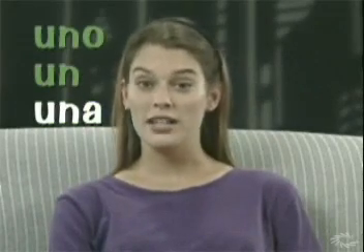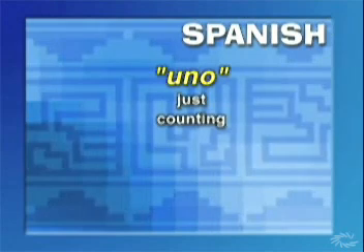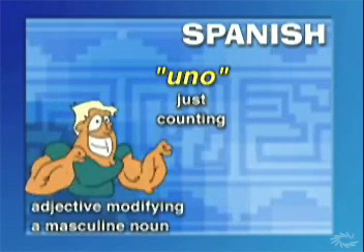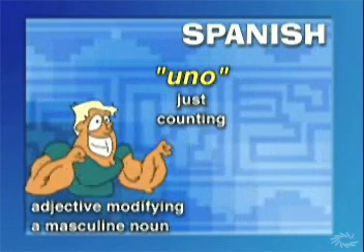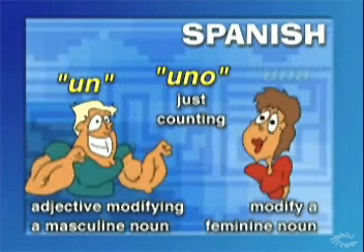So essentially, there are 3 ways to say the number 1, and you have to pick the right one depending on what form you need. If you're just counting, say uno. If you're using the number 1 as an adjective modifying a masculine noun, say un. And if you're using it to modify a feminine noun, say una.